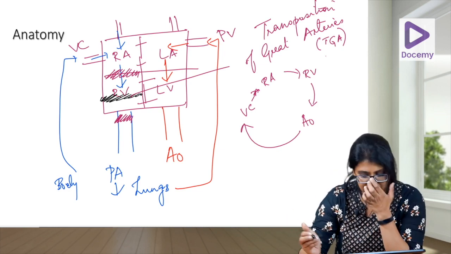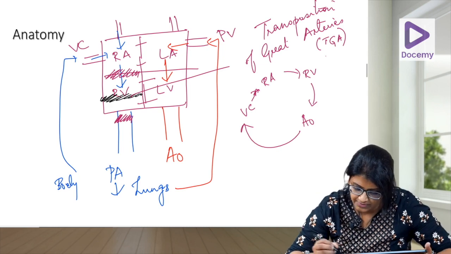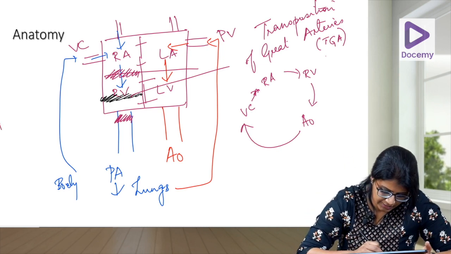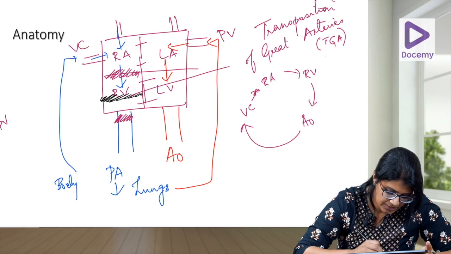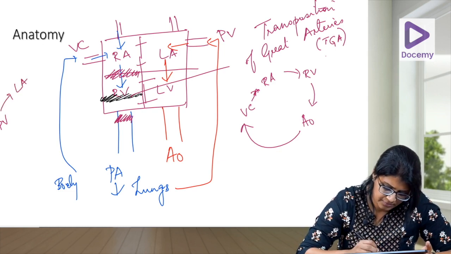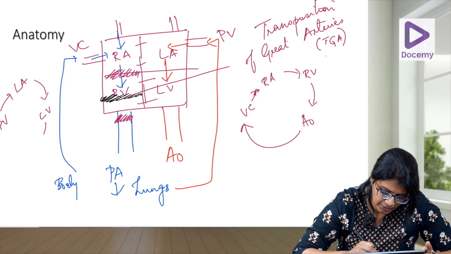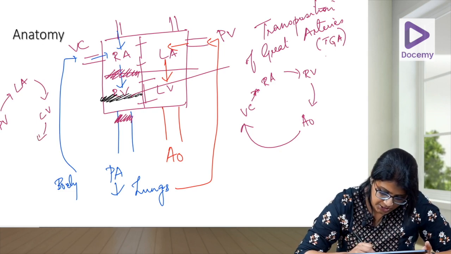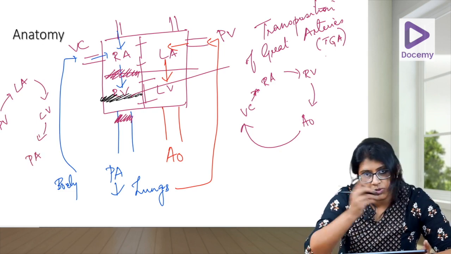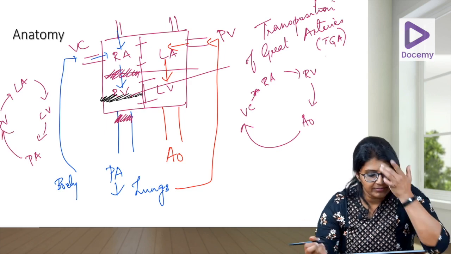Now you have the other side, isn't it? So you have the pulmonary veins, which are draining the lungs. Your pulmonary veins drain the lungs. That goes to the LA, that goes to the LV, that goes to the pulmonary artery now. So, it is a TGA. It goes to the pulmonary artery, which goes to the lungs, and it goes back to the pulmonary veins.